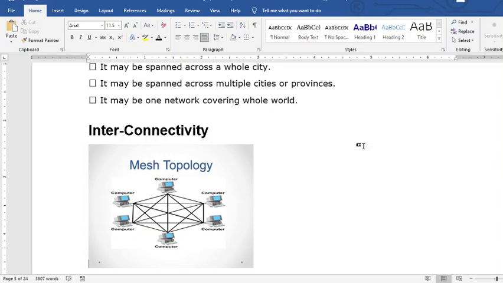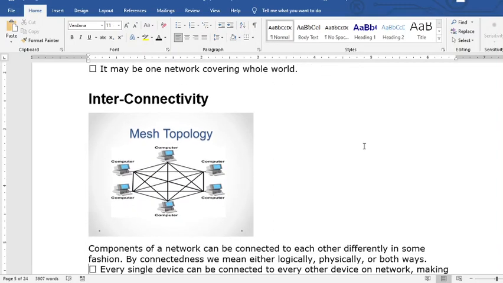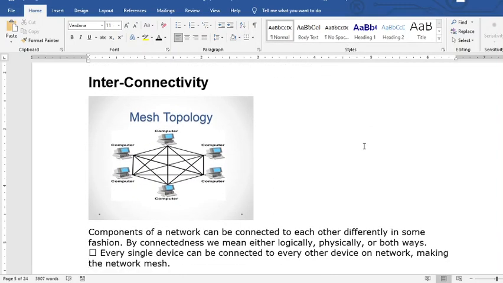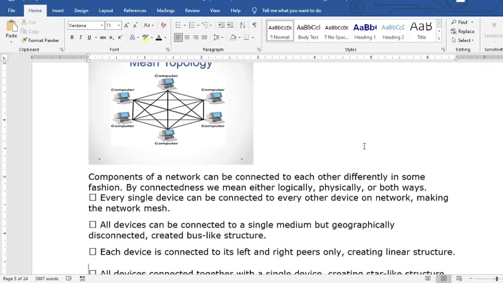As for the interconnectivity, there are different types of topology, which will be clarified a little bit later. For example, a mesh topology. Components of a network can be connected to each other differently in some fashion. By connected, we mean either logically, physically, or both ways. Every single device can be connected to every other device on the network, making it a mesh network.